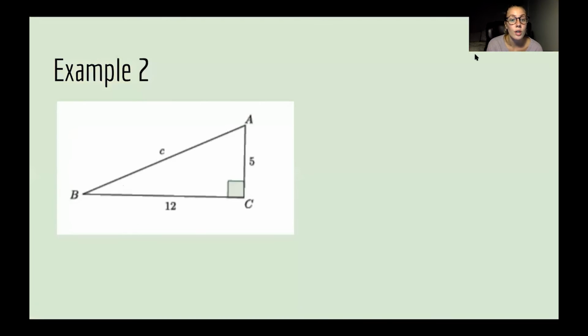So example 2, we have our A, B, and C. We have our right angle here, our hypotenuse diagonally across from it, and then a side leg that is 5, and then another leg that is 12. So take a second, maybe this is where you pull out your calculator, pause the video, and do the math on your own. Fill this in and try to figure out what C is.